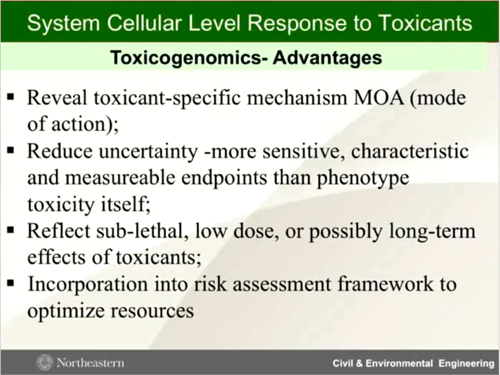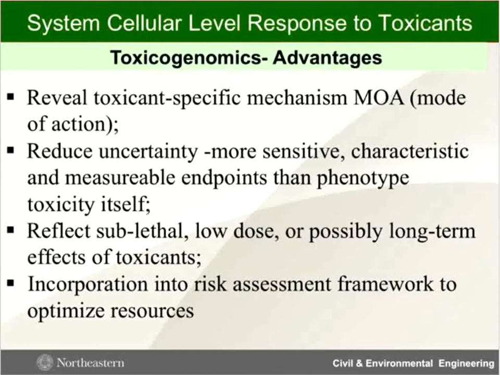Before I go to the technology we can use to do toxicogenomics, I put together a quick list of advantages of using this approach. First, like I mentioned earlier, because this kind of information is a global response to the toxicant, we can reveal some toxicant-specific mechanism, the so-called mode of action. And we can reduce uncertainty because of the more sensitive characteristic of multiple endpoints rather than the single phenotype toxicity we can observe itself.